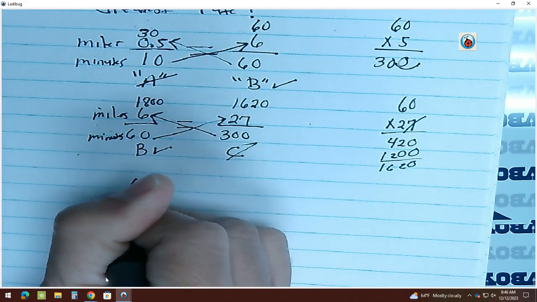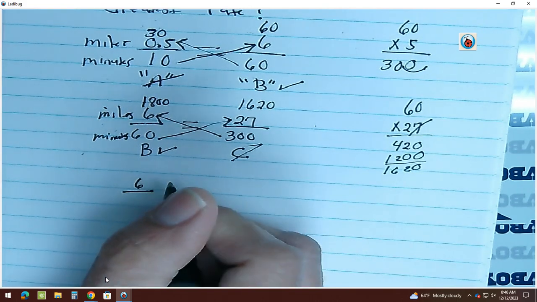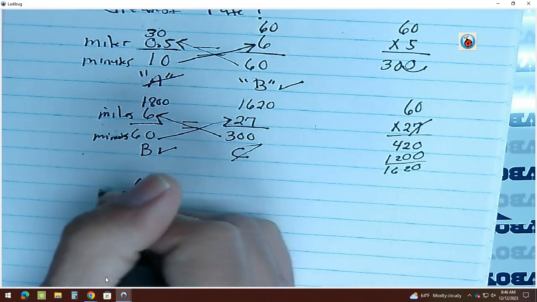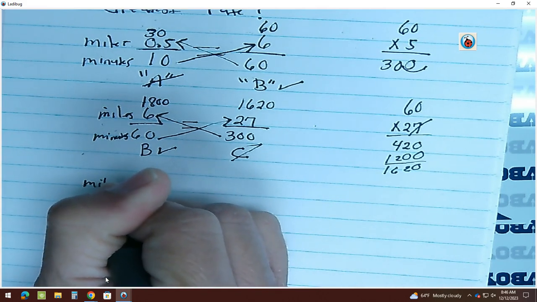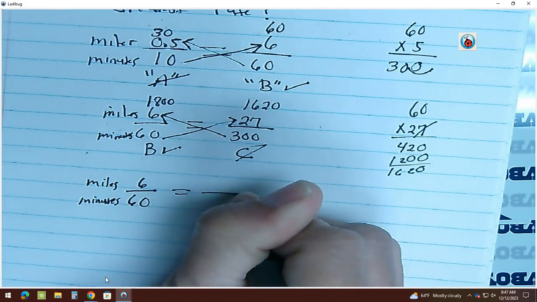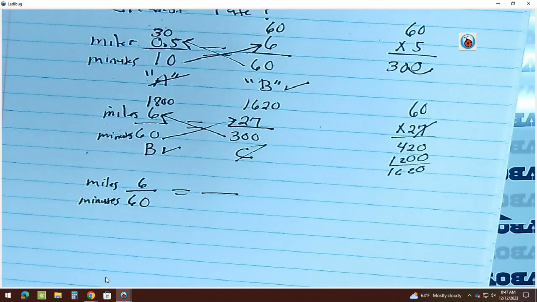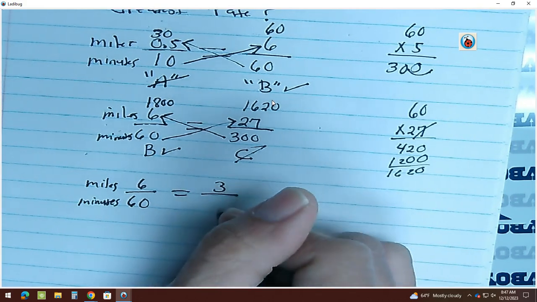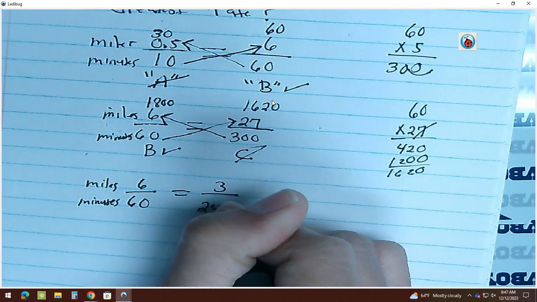This one takes long, guys, because it says which of the following, so I have to use all the choices in the model. So it does take time. This is miles to minutes. And now I'm gonna go against what choice? D. So choice D says 3 miles in 24 minutes. So where do I put the 3? Top, and the minutes? Bottom.